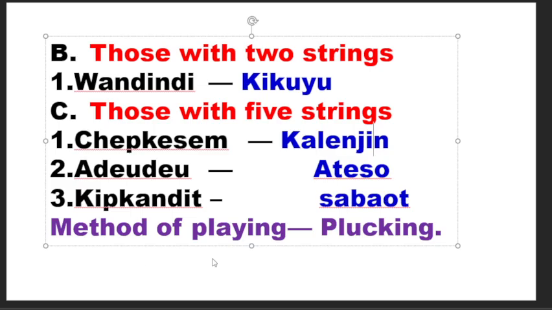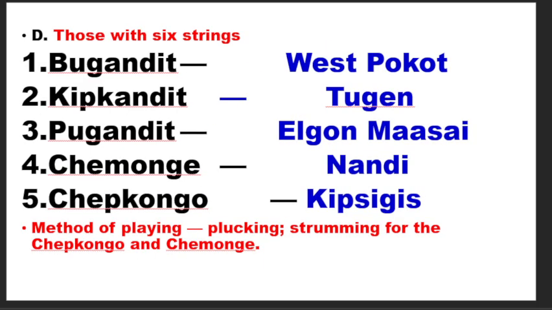The method of playing this is plucking. Then you have those with 6 strings. You have Gandit from West Pokot, Kipkandit, Tugen, Bugandit, Ergo Gonmasai, Chemonge, Nandi, Chepkong, Kipsigis. The method that we use is plucking, and strumming for the Chepkongo and Chemonge.